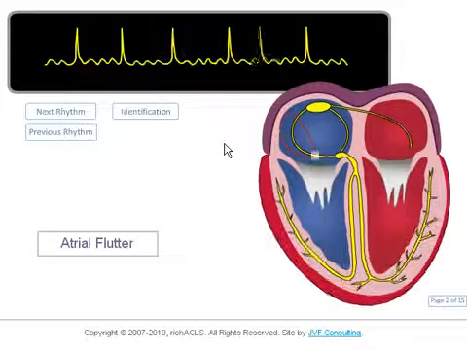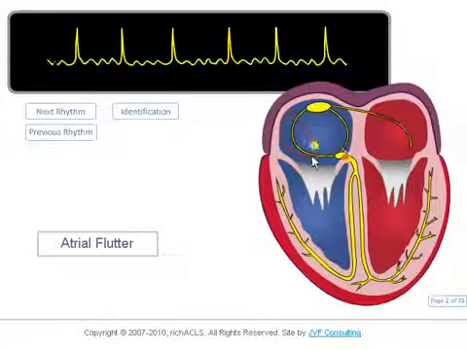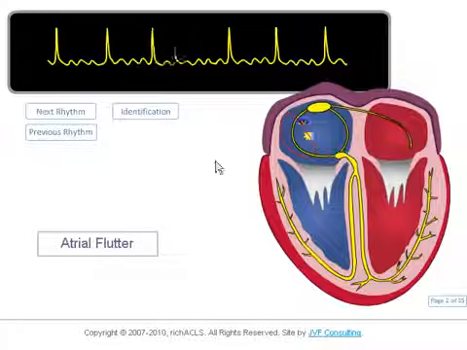The AV node protects the ventricles from fast rates by allowing only a portion of the incoming impulses to pass through.